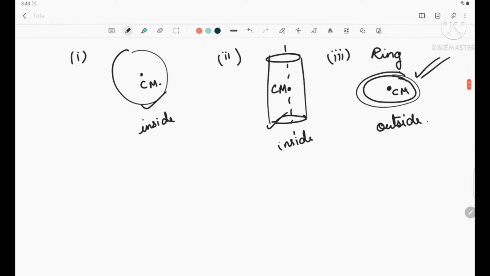And the last one is a cube. So even if we consider the cube to be a hollow cube or a solid cube, whatever it is, the center of mass will be the center of the two diagonals. So the face diagonals, or you can just say that the center of the cube is the center of mass. Okay, that's all.